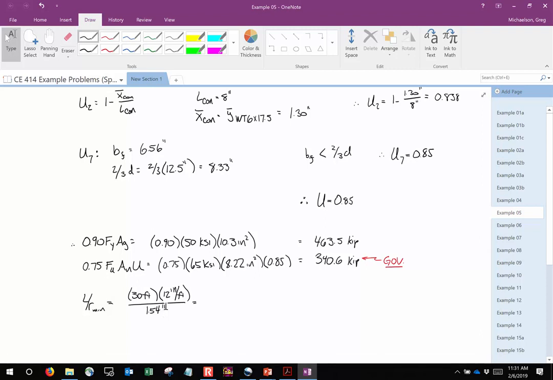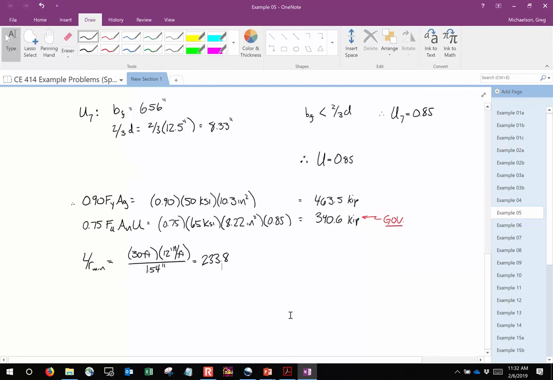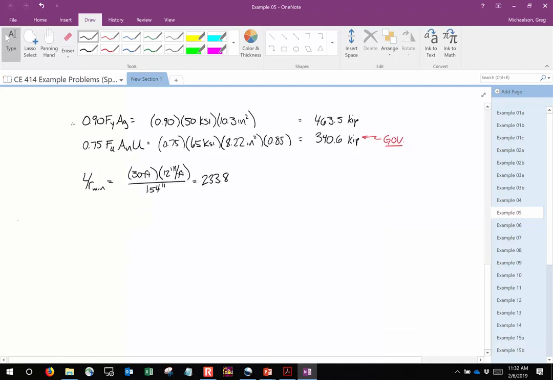I'm hearing 233. 233.8. Are we in agreement? Okay. All right. So let's summarize what's going on with this problem. And I like to do this at the end to make sure that we have a holistic view of what's going on with our design. Okay? So let's do a summary.